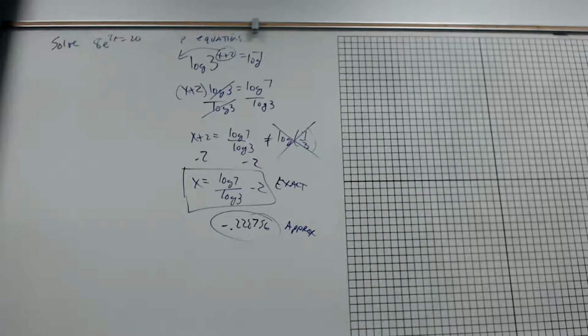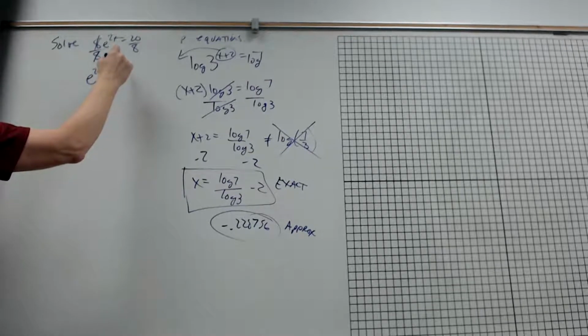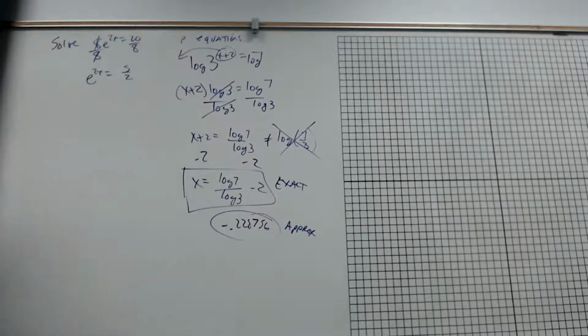I'm not quite sure. Can you pass it to the other side? How do I pass it to the other side? It's going to be 20 over 8. So you can divide both sides by 8, right? Okay, so this becomes e to the 2x equals 20 over 8, which is 10 over 4, which is 5 halves. Okay? Now what?